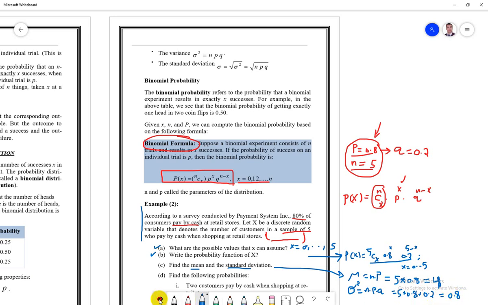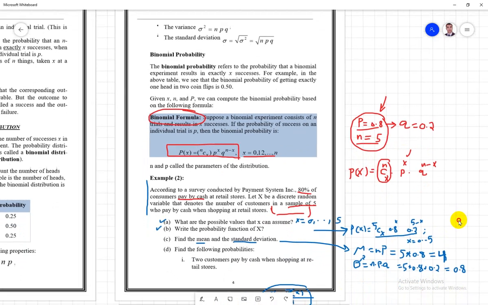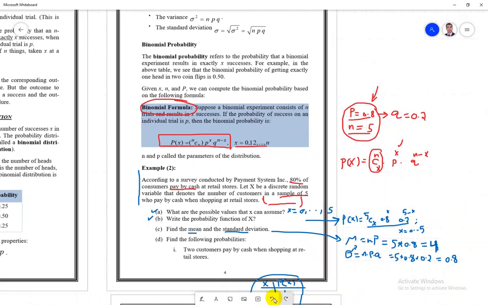Now I need to find the standard deviation. All the time, the standard deviation is just the square root of the variance. So all the time for the binomial distribution, sigma, the standard deviation, equal the square root of n times p times q. You can substitute directly. So that in our case will be the square root of 0.8, whatever that value. So that is how to find it.